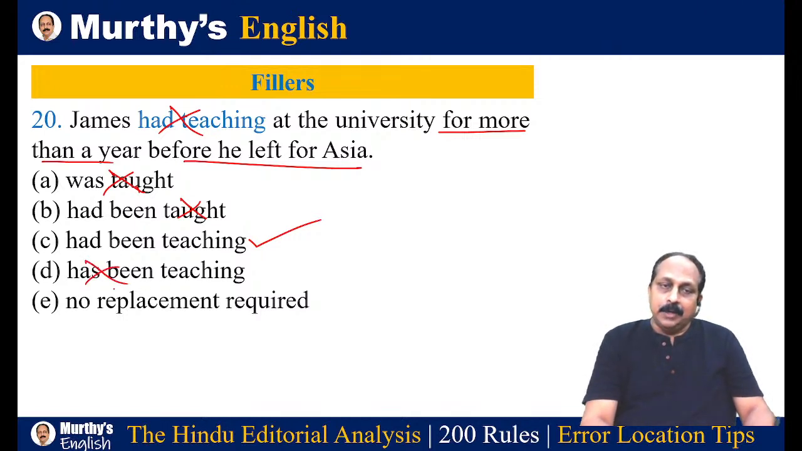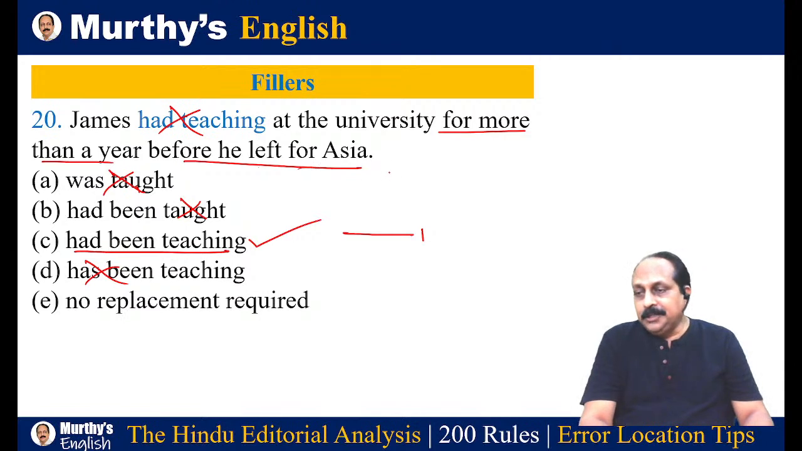Has been, not correct because it goes into the past. Here it talks about a given time in the past. Before that, something had been going on for some time. Based on that, we should use past perfect continuous. So, what is the correct sentence? James had been teaching at the university for more than a year before he left for Asia. This is the right sentence.